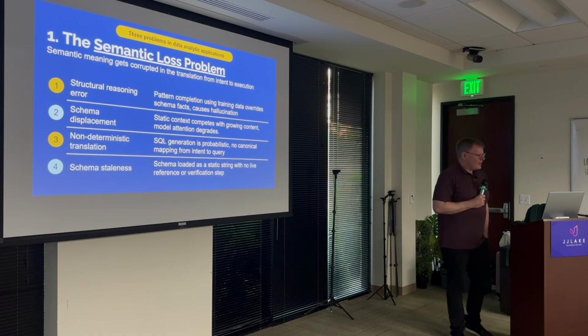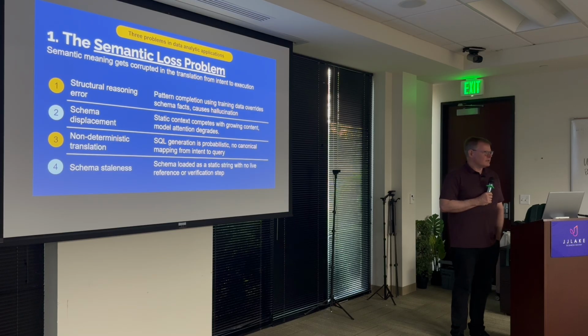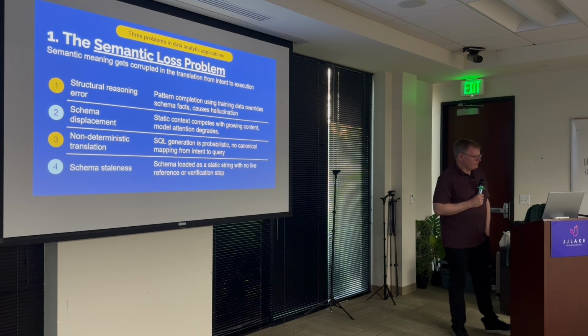The first is that we have structural reasoning errors. Structural reasoning error is what's frequently referred to as a hallucination. The AI product has made the wrong join. It's used the wrong enum values. It has created the wrong logic in your SQL query. And this results in a variety of problems.